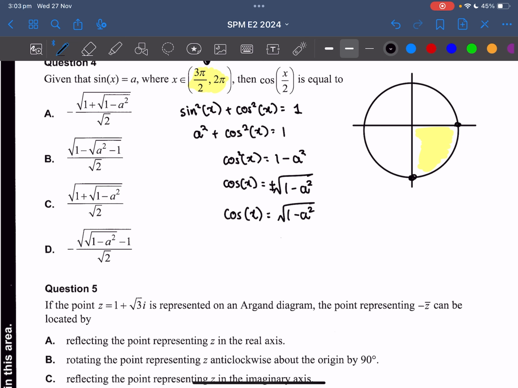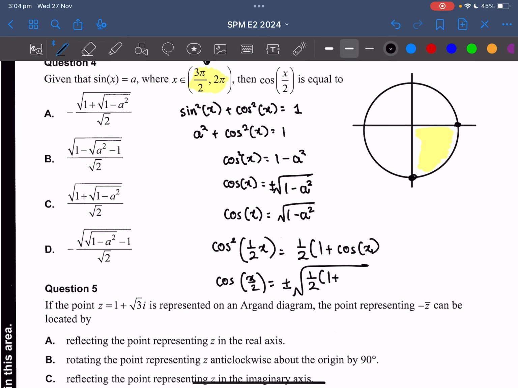Now, cosine squared of 1 on 2 x equals 1 on 2, 1 plus cosine of x. This formula is given in the formula sheet. If you go to the very last page, the very last formula in that table is this formula over here. I've just substituted a equals a half, okay? Nothing else has changed. So then cosine of x on 2 equals plus or minus the square root of 1 on 2, 1 plus cosine of x. And cosine of x we know is the square root of 1 minus a squared, so let's substitute that in.